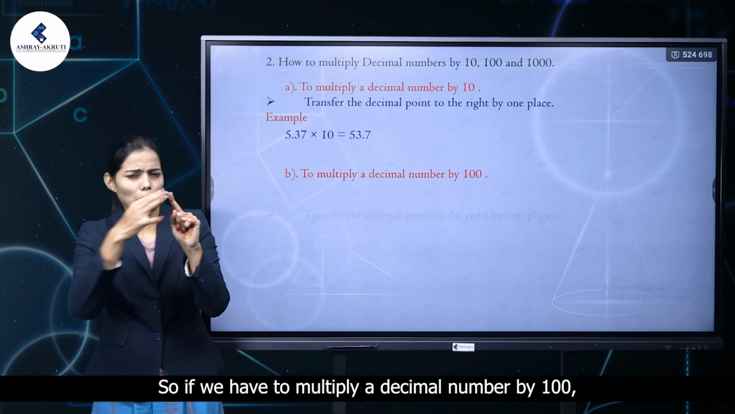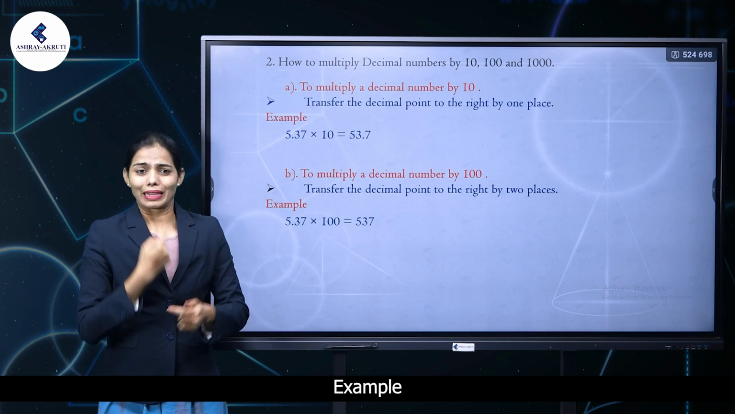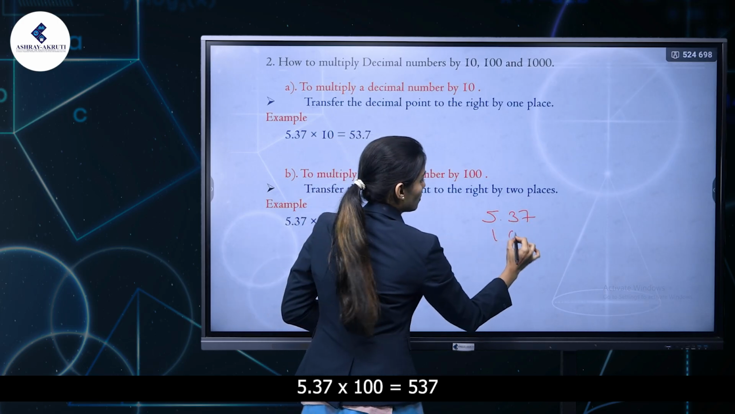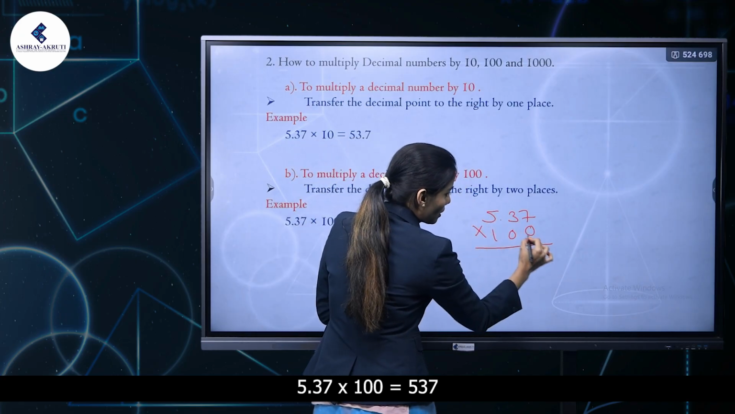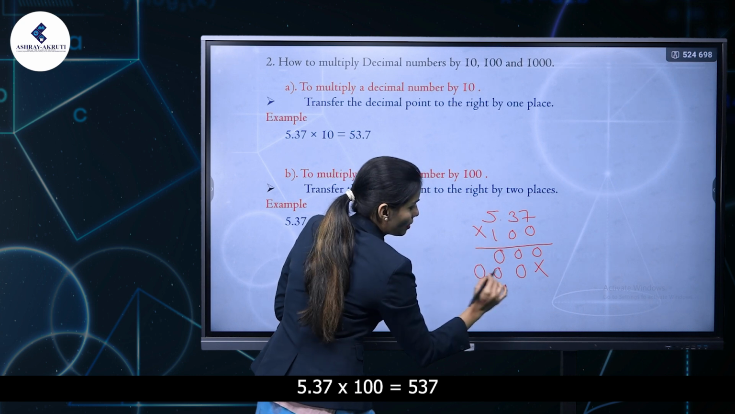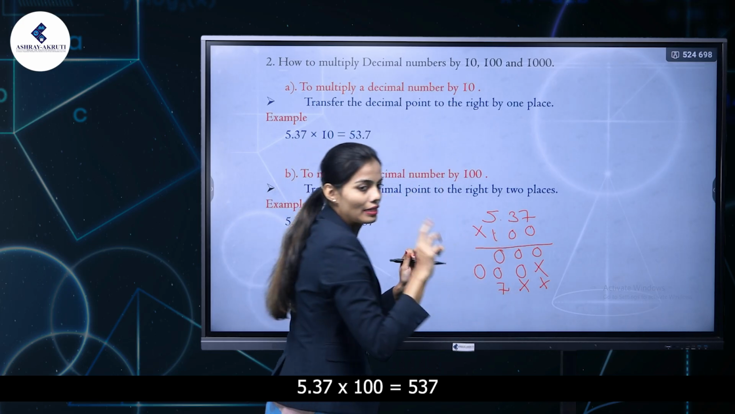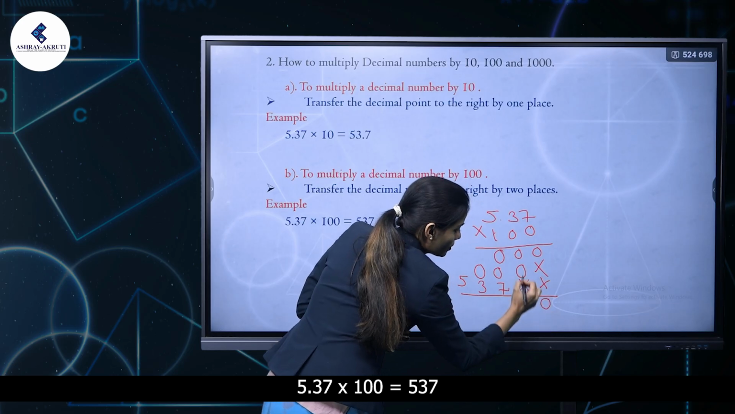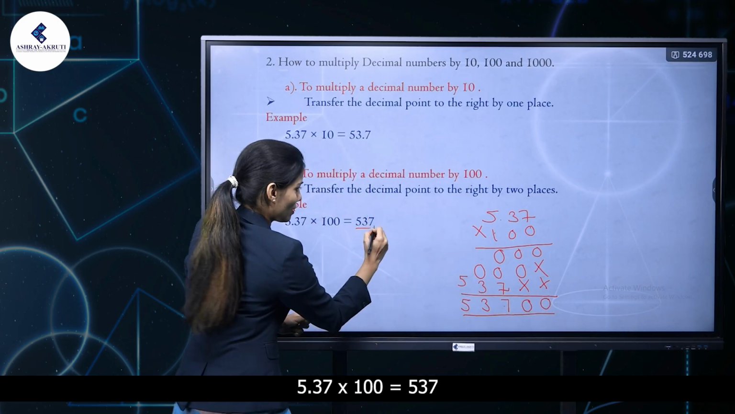If we have to multiply a decimal number by 100, then we will transfer the decimal point to the right by two places. Example: 5.37 into 100 is equal to 537.